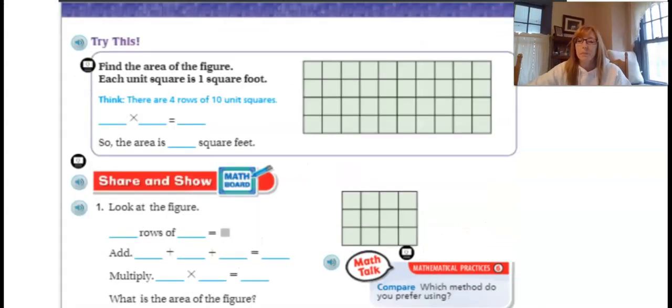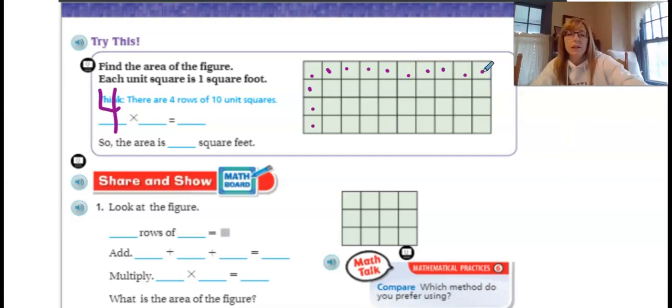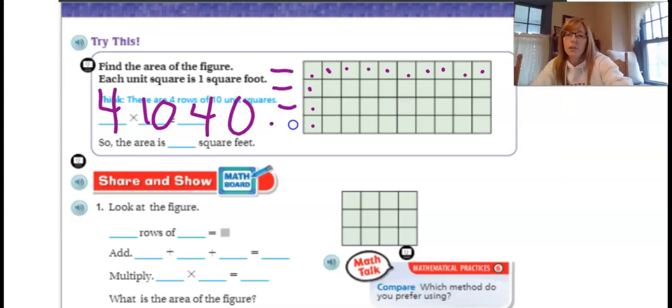Okay. So we're going to move on, and it says try this. And it says find the area of the figure. Now we know area is everything inside. It's the flat part. It's the surface. So it says find the area of the figure. Think that there are 4 rows. 1, 2, 3, 4. There are 4 rows. In every row there's 1, 2, 3, 4, 5, 6, 7, 8, 9, 10. So 4 times 10 is, you are correct, 40, because there'd be 10, 20, 30, 40.